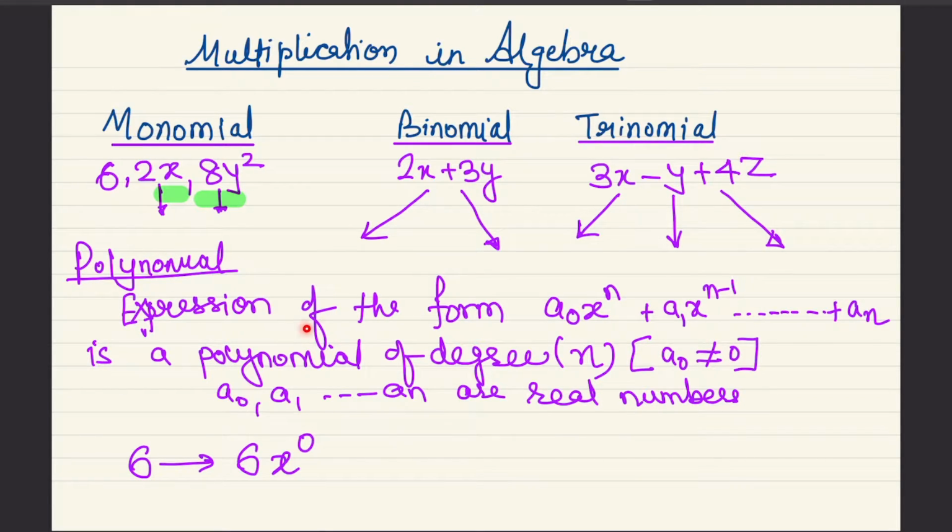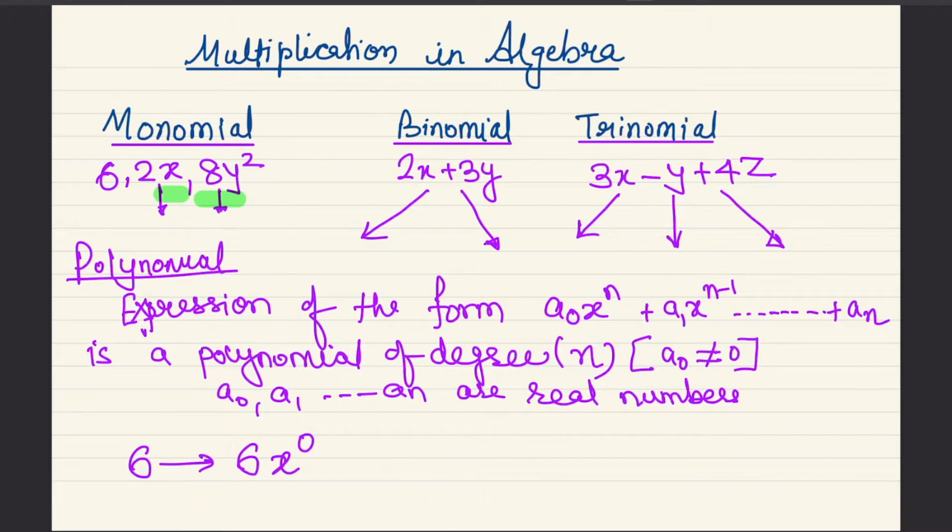Polynomial is the expression of the form a0 x power n plus a1 x power n minus 1 plus an is a polynomial of degree n. One thing should be noted, a0 should not be equal to 0. a0, a1, an are all real numbers. Now one thing you should note that 6 is a constant and we can write constant like 6 into x power 0 because x power 0 is equal to 1.